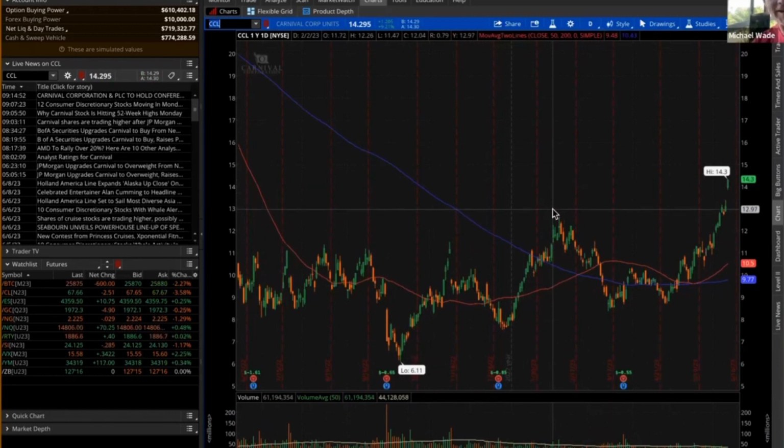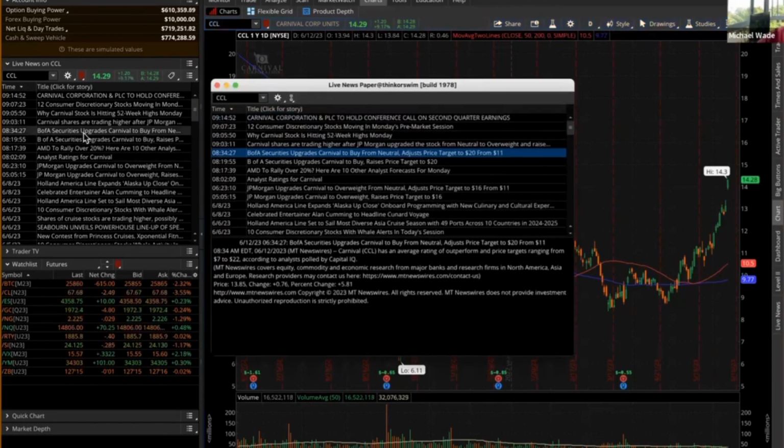Okay. Well, now the technicals are really compelling to me right now. And the reason is that Carnival has just gapped up. Let's check some news here. Bank of America Securities upgrades Carnival to buy from a neutral. Okay, so the Bank of America is liking Carnival. JP Morgan upgrades Carnival to overweight from neutral.